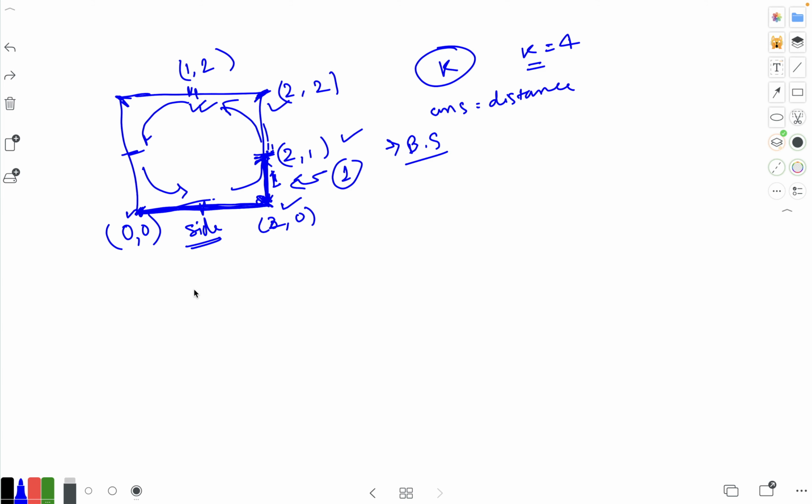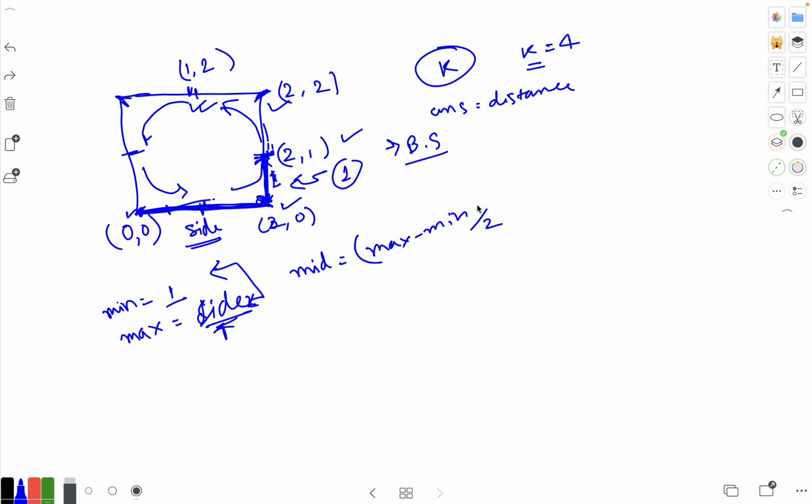And since all the points are unique, the minimum value for any 2 points would be 1, right? This is the minimum value that is possible, and the maximum value that is possible is your side. So you have to find the value in between the two. But if you do binary search, actually these values won't matter much. Just for the observation I'm telling you. So you have to find the mid value, that is (max minus min) by 2. Every time you will check whether, if you keep the distance as mid, are you able to select the k elements among these points or not, right?